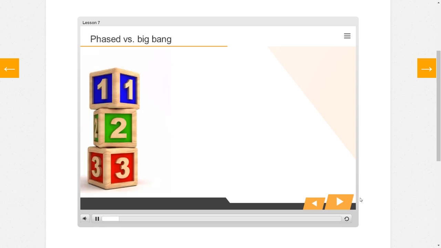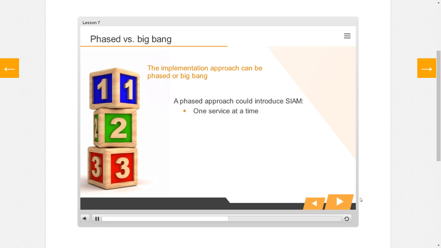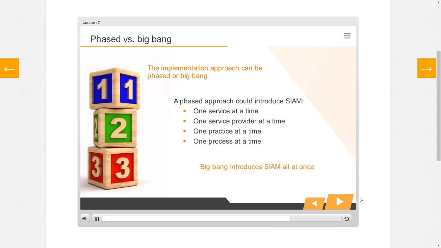The first activity is to select the implementation approach. The two possible approaches are a phased approach or a Big Bang approach. A phased approach to implementation introduces SIAM in smaller iterations. This could be, for example, one service at a time, one service provider at a time, one practice at a time, one process at a time. A Big Bang approach to implementation introduces everything at once: service integrator, service providers, contracts, and new ways of working.